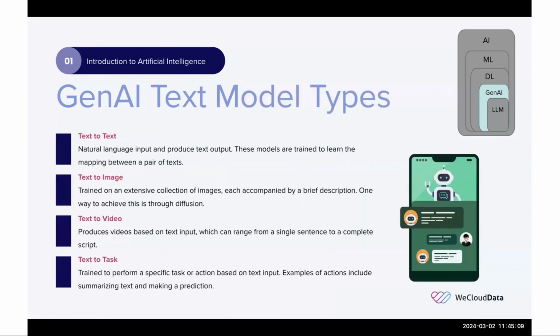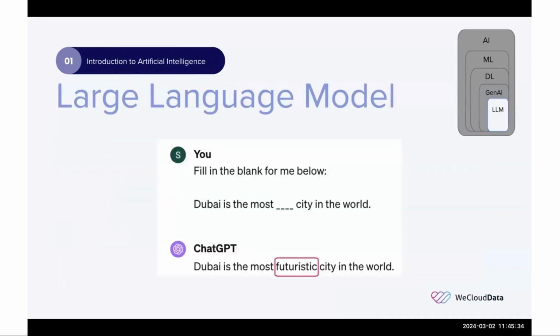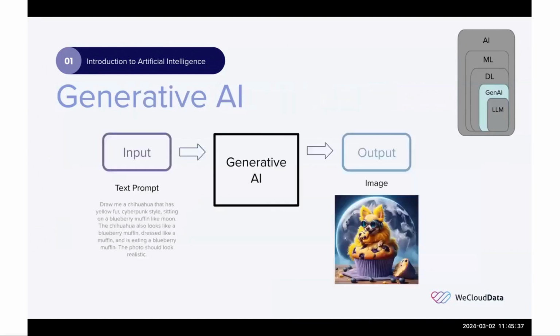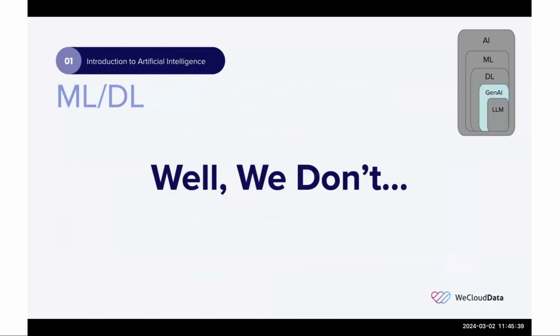Some examples: text to text, where we can do machine translation, for example. Text to image, we've just seen an example. Text to video, that's Sora. And text to task, if you're building some sort of agent. The task could be generating a prediction, or it could be calling an API to do something. It all depends on how you train the model to achieve this kind of task. Okay, so that's generative AI.